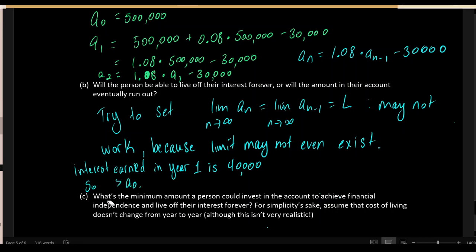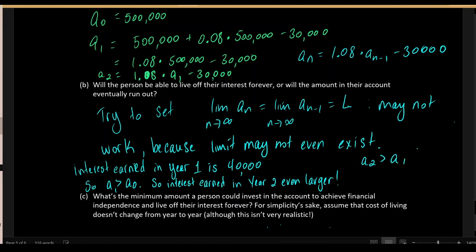But as soon as that happens, interest earned in year 2 is going to be even greater than it was before. So the interest earned in year 2 will be even larger than $40,000, which means we will have even more left over when we remove our living expenses. Which means A2 is going to be even larger than A1. And this pattern will continue.